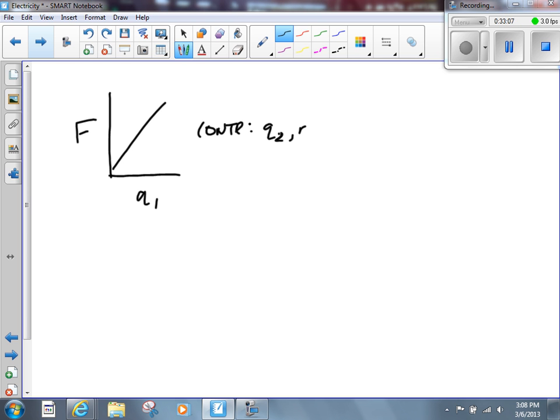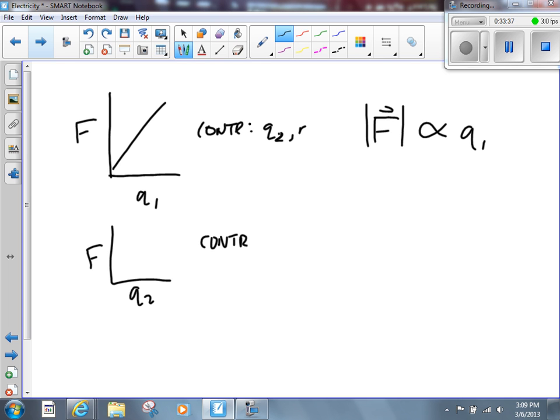When he does that experiment, manipulates Q1, responding F, gets a relationship between those two variables, he finds that F is directly related to Q1. It's a linear relationship. As Q1 gets bigger, F gets bigger. Well, then he does another experiment. This time he manipulates Q2, responding to that as the force. What would be my control variables in this one? Q1 and R. We got to keep all the other relevant variables the same.